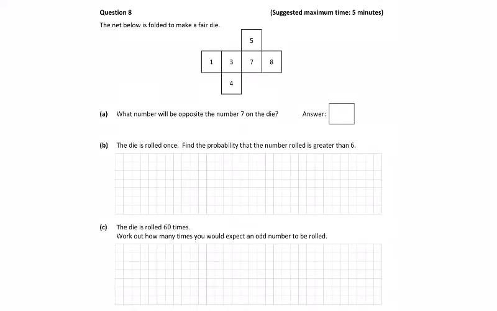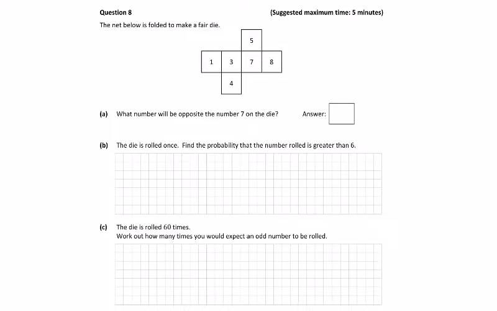In this video, we're going to look at probability questions, which have a crossover with counting permutations, which you've kind of seen already, so I've left those questions out of this video. The net below is folded to make a fair dice. What number will be opposite the number 7?